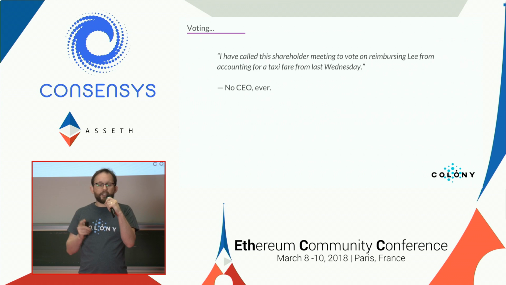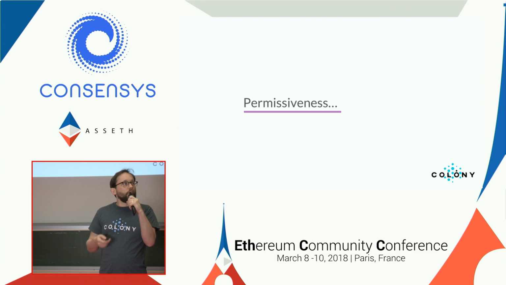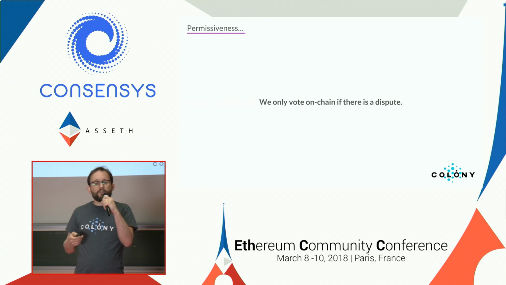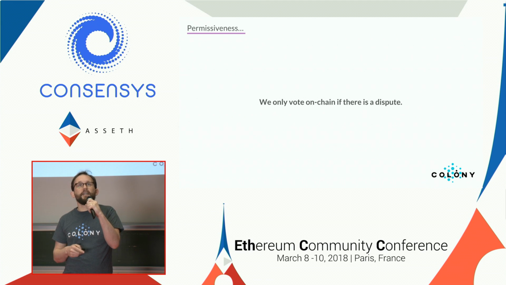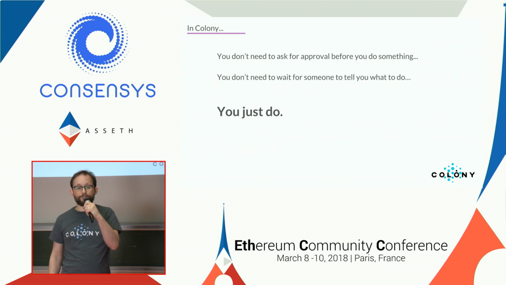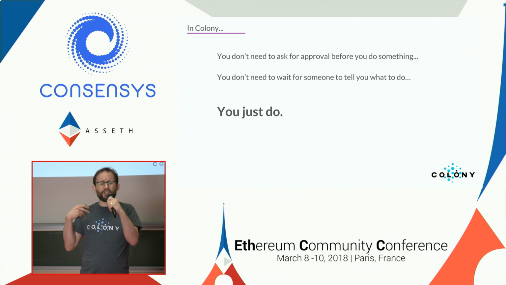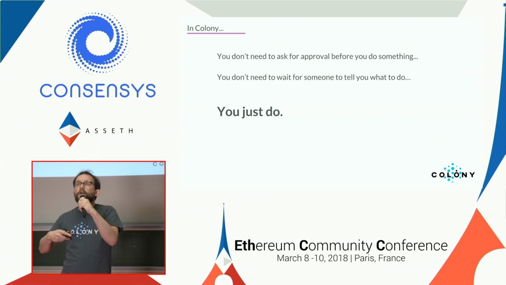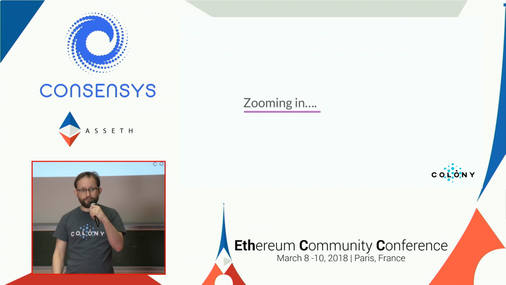So the general principle for a colony is permissiveness. Permissiveness means we only vote on-chain if there is a dispute. You don't vote on anything a priori. You don't need to ask for approval, and you don't need to wait for someone to assign you to a task. You just do. That's the principle of permissiveness. There should be very little hurdle to activity, to doing things.